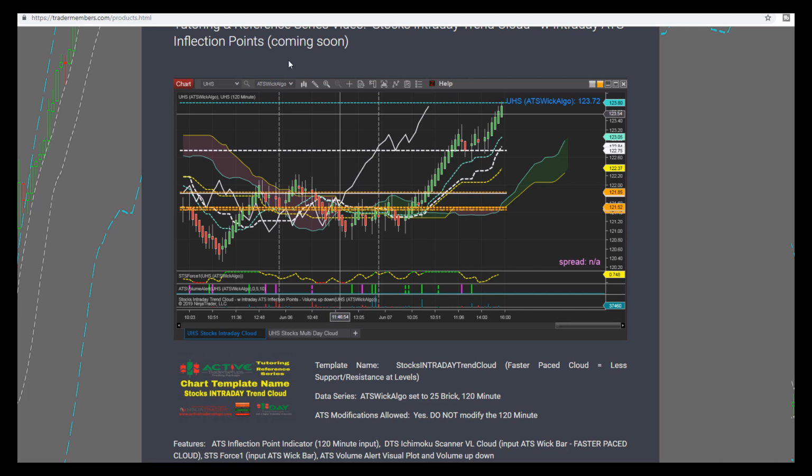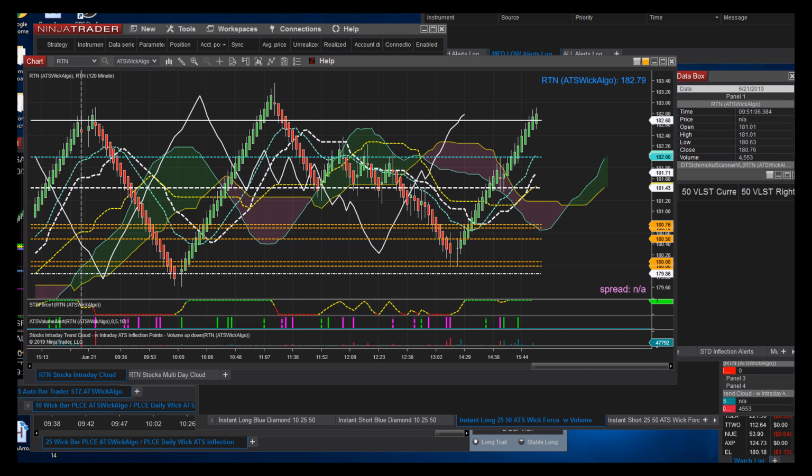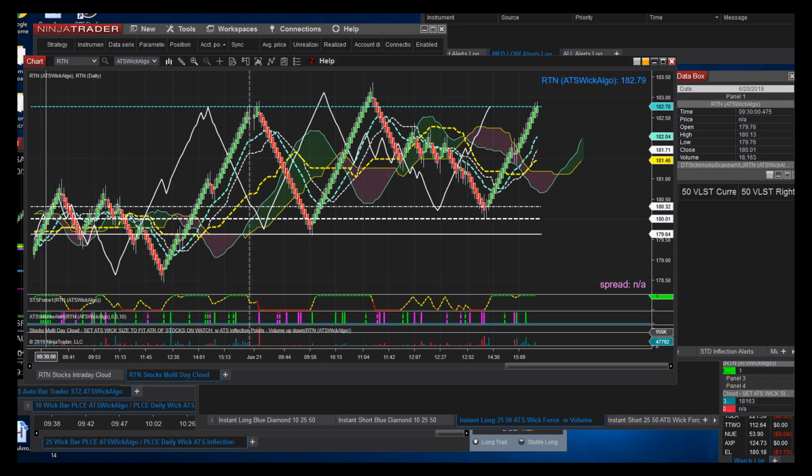And we are viewing these charts on tradermembers.com, the product stock chart pages. Okay, this is the actual chart, and again it looks just like the one that's labeled stocks multi-day cloud. The cloud is exactly the same plot, but you see the inflection points are not as many because this is running off a daily plot rather than a 120 minute.